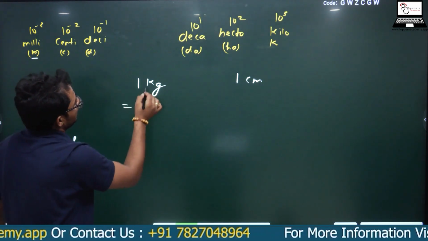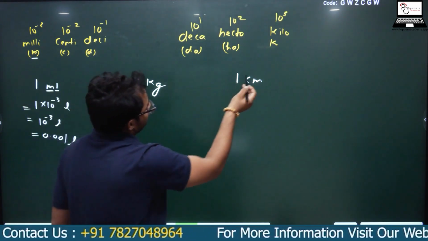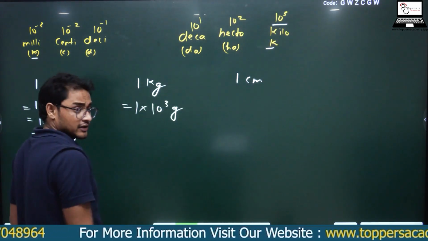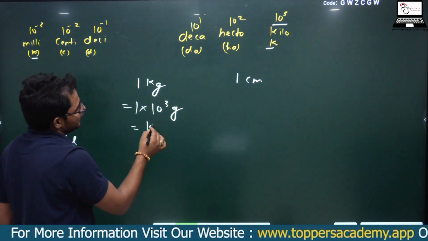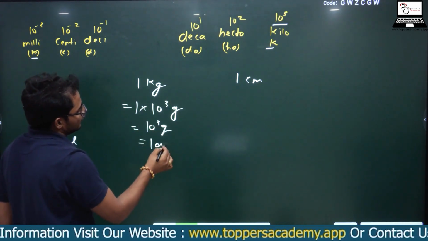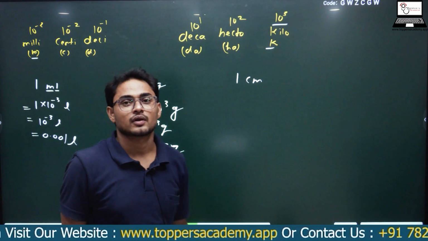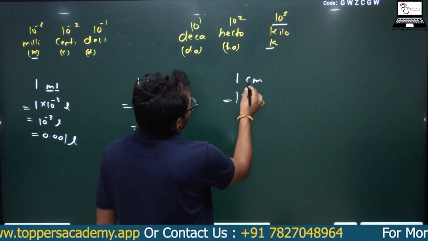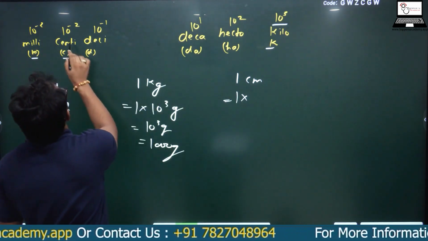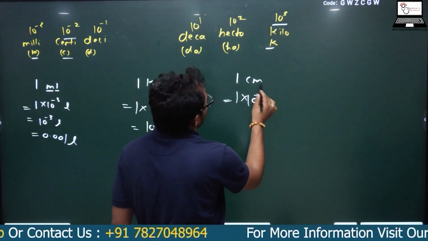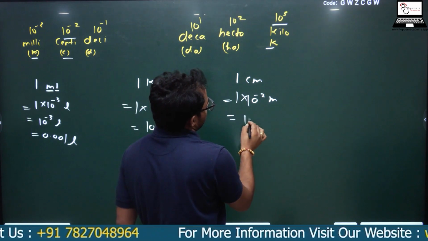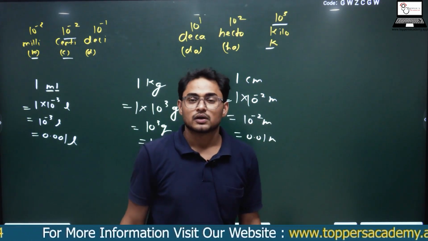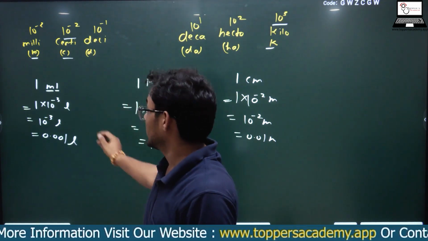In place of 1 I am going to write 1. In place of k I am going to write the meaning of k, that is 10 to power 3. In place of gram I am going to write gram. So 1 into 10 to power 3, that means 10 to power 3 gram, that means 1000 gram. Now in place of centi, what is the meaning of centi? 10 to power minus 2. In place of meter I am going to write meter, so 10 to power minus 2 meter, or I can say 0.01 meter.